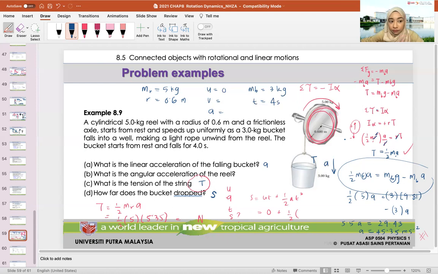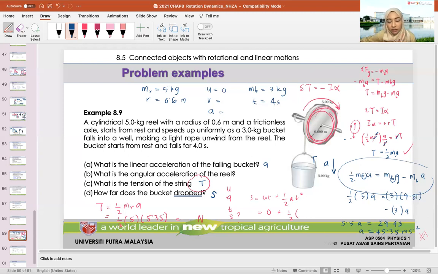Assumption salah. Assumption salah. Kalau saya dapat negatif, assumption betul. Macam tu ke? What did I get? T equals 1 over 2 mr squared. T equals, the other one is minus MBA equal to T minus MBG.